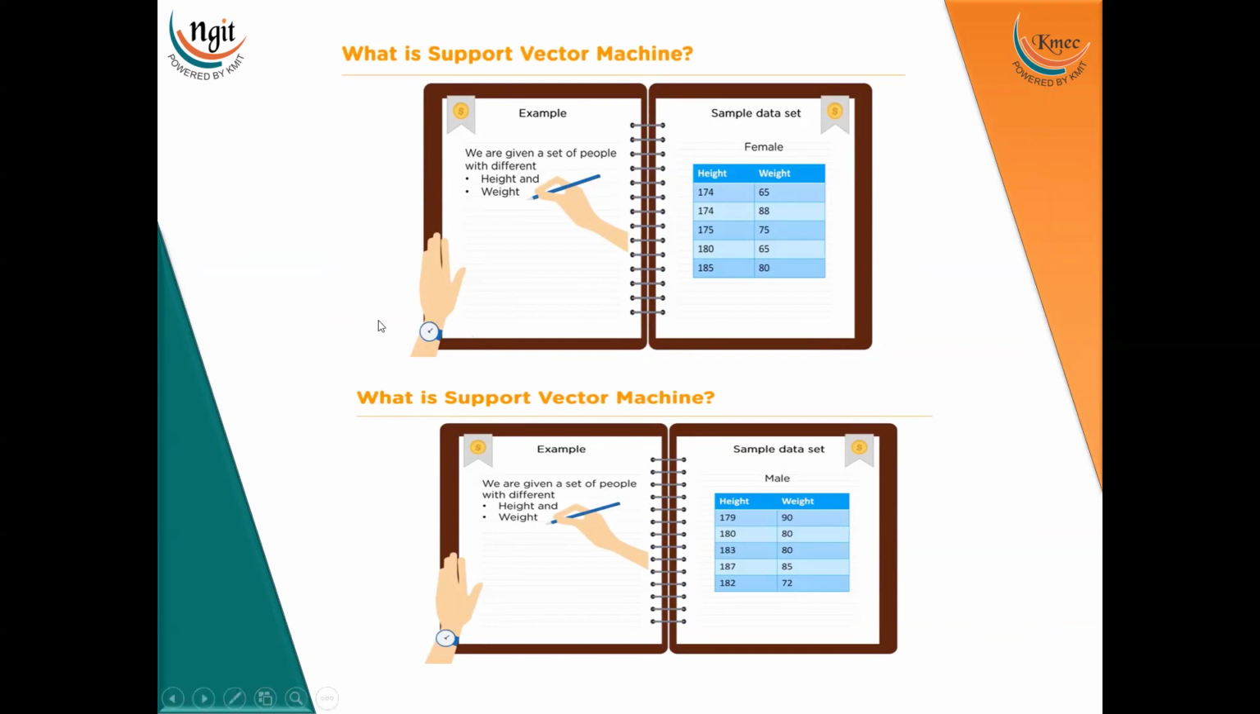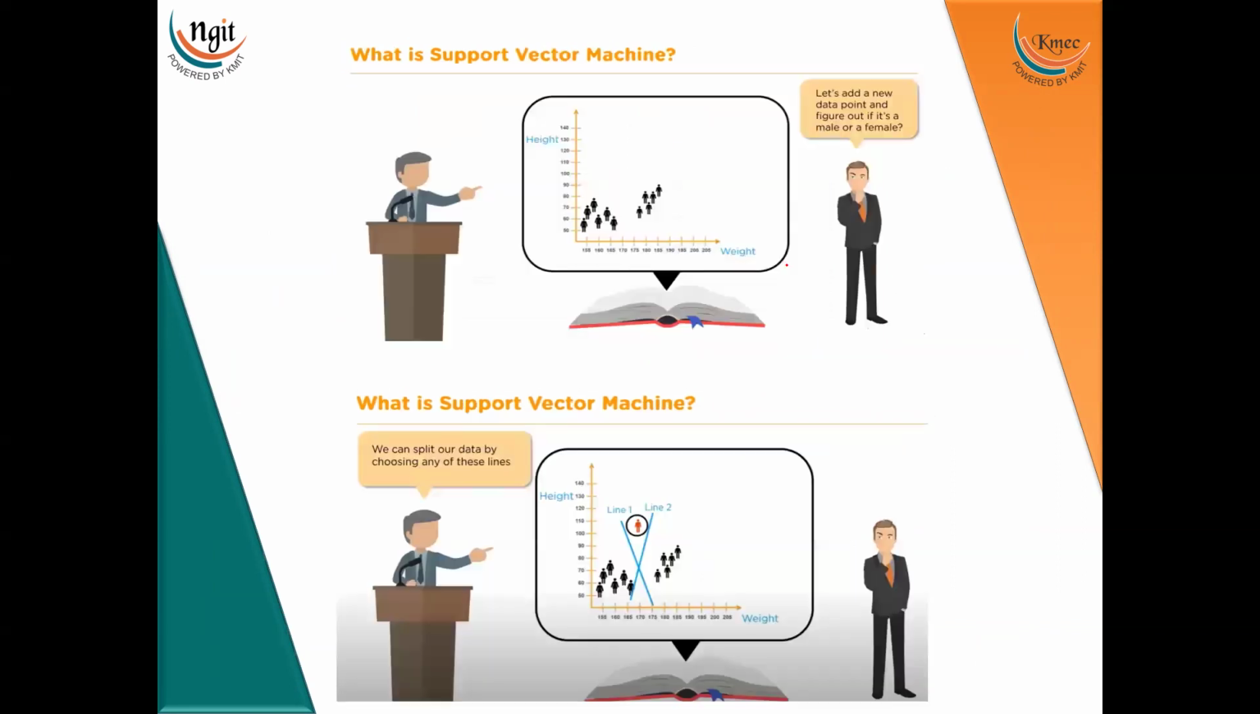See here, there are two data sets. A sample data set is given where we have a set of people with different heights and weights, of particular females and males. So these are the heights and these are the weights. Now, for this particular data set, when a new instance comes, how will the SVM algorithm classify it into one of the categories? We can see the x-axis will be weight, and the y-axis will be height.